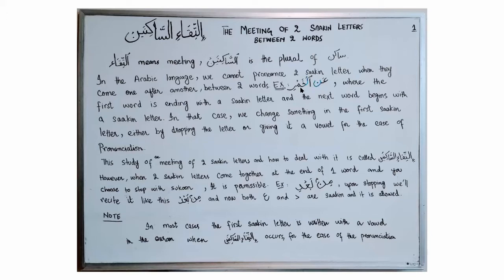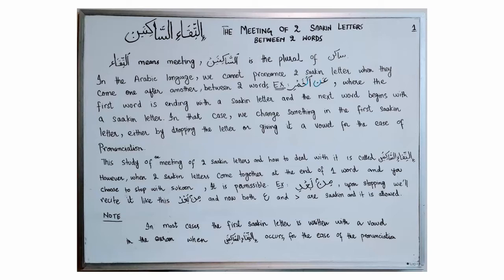If something like this happens, where the first word is ending with a sakin letter and the next word is starting with a sakin letter, we change something in the first sakin letter. And this change could be either dropping the first sakin letter or giving it a vowel for the ease of our pronunciation. And this is the topic of our discussion today. When two sakin letters meet, this is called Iltiqa'a Sakinain. And how do we deal with them and how do we recite them?